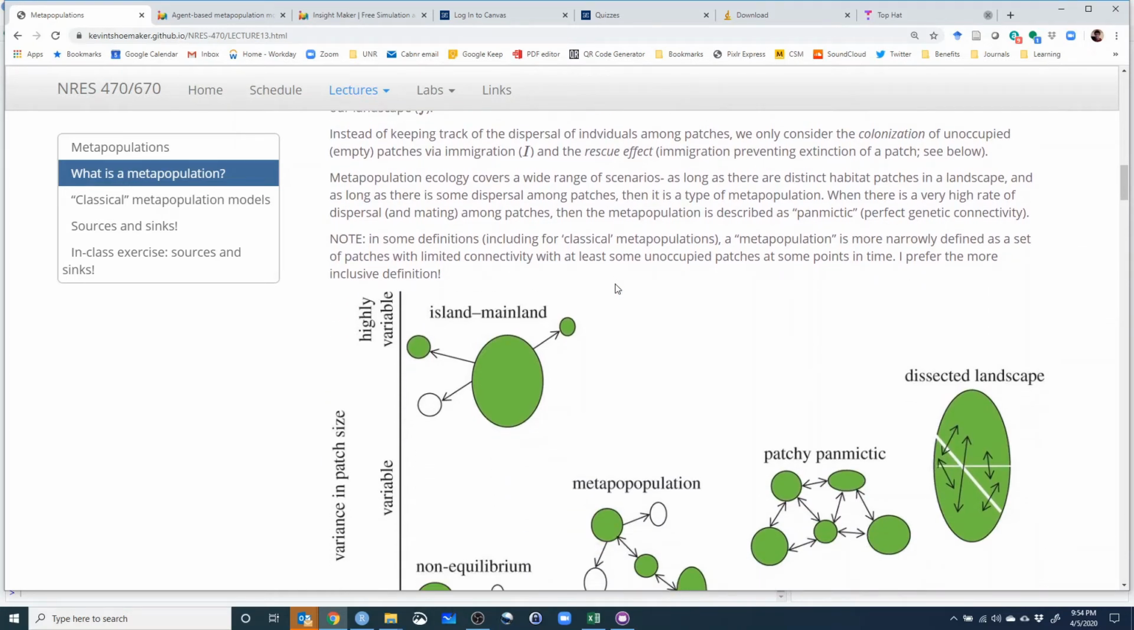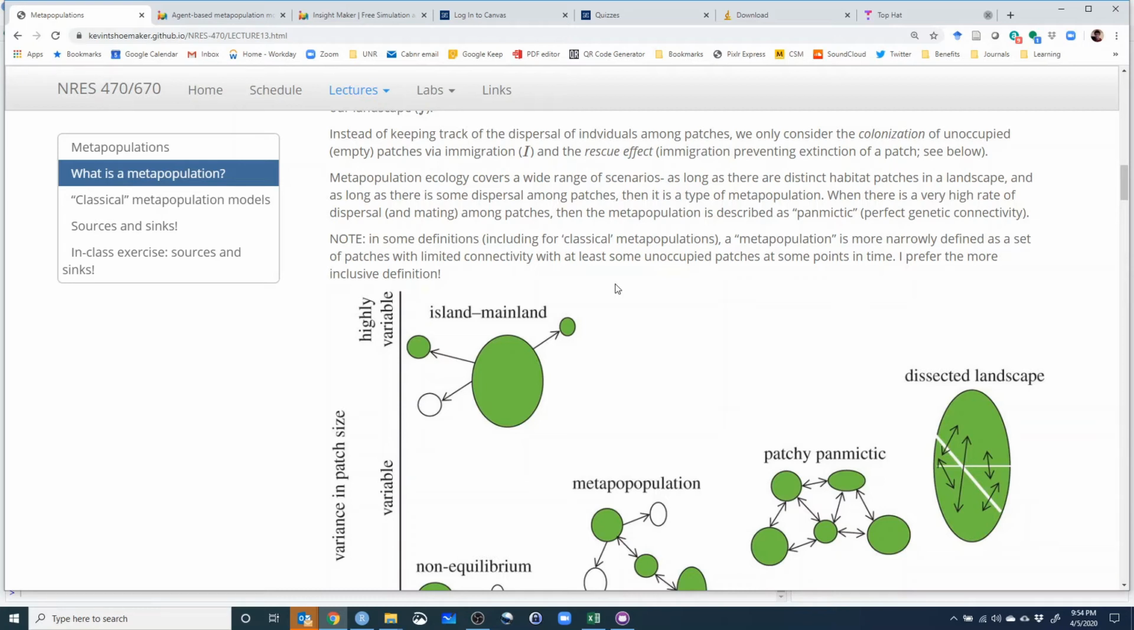Metapopulation ecology covers a wide range of scenarios. As long as there are distinct habitat patches in a landscape, as long as there's some spatial structure, as long as there's some dispersal among patches, then it's a type of metapopulation. All right? At least for the purpose of this class, we have a pretty inclusive definition of metapopulation.